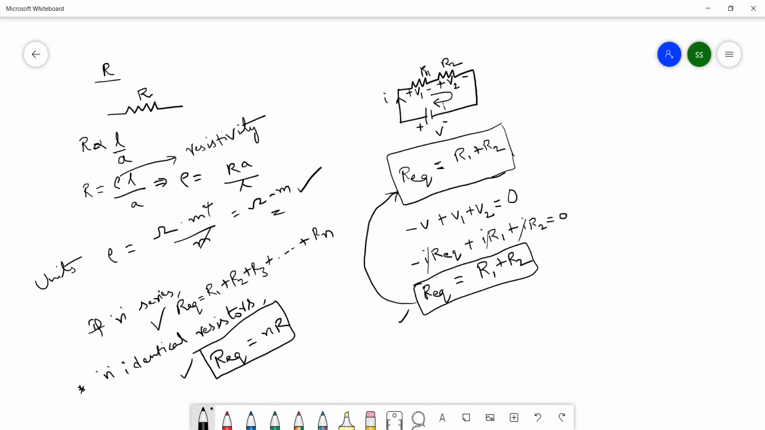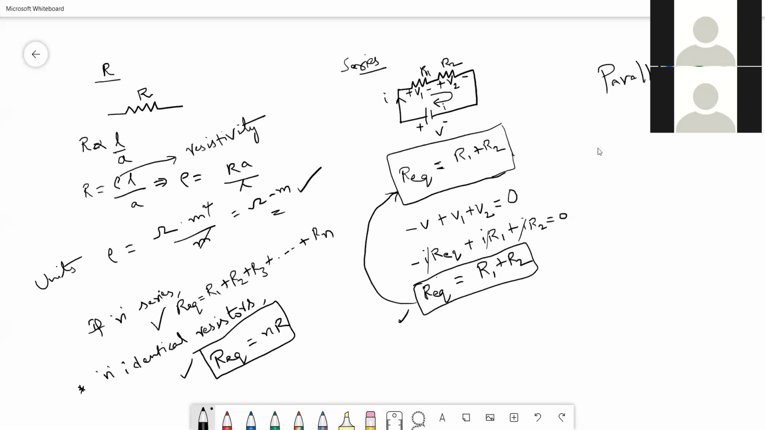These three are important. You need to note it down and make it as a box. And we will go for the next combination, which is parallel.